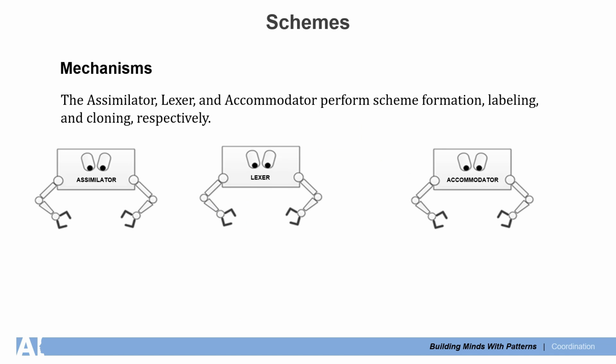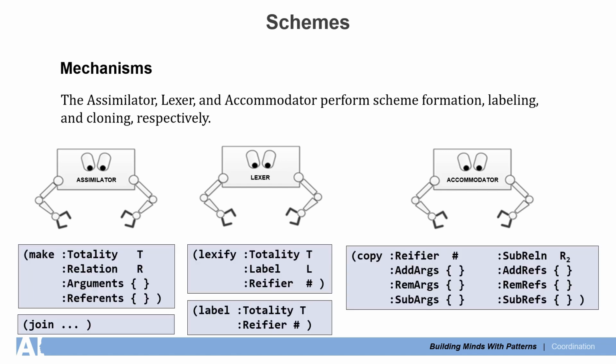The assimilator creates schemes, the lexer labels schemes, and the accommodator copies schemes. The make request creates a new scheme and returns its reifier. The join request creates a brush, which is an association among reifiers. The lexify request attaches a label to a scheme.